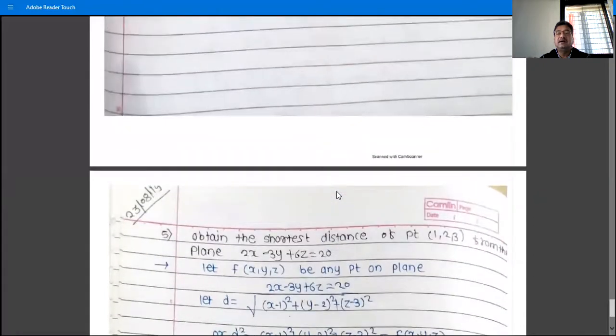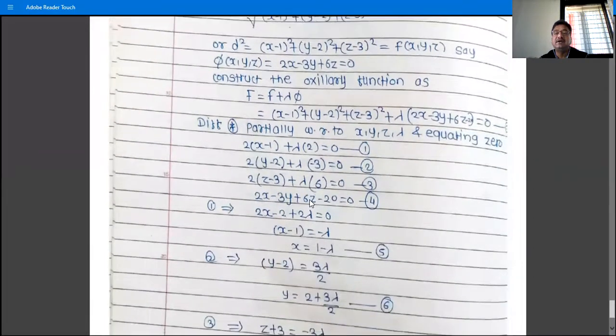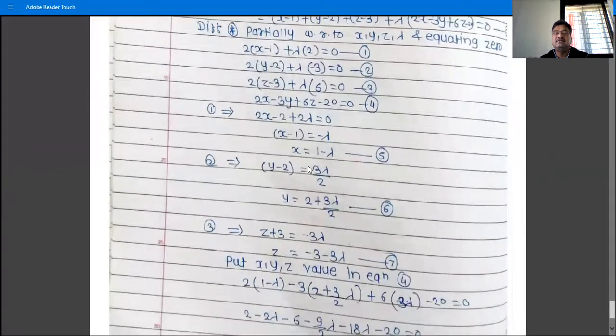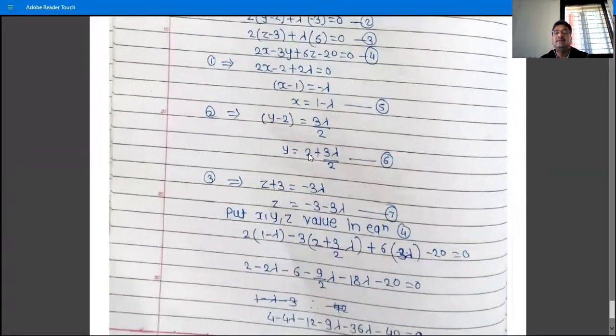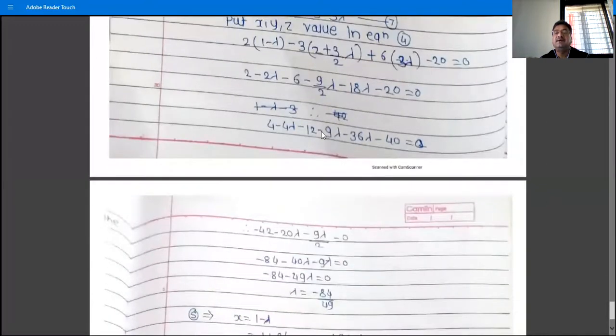Here is again the same problem's answer. The point is (1, 2, -3). Then this is correct: let (x, y, z) be a point on the plane, and then the distance of that point, and we have to make this d a minimum. That's why we square both sides, and then f(x, y, z), and then the auxiliary function. Yes, the procedure is correct now. From equation 1, find the value of x, then y from equation 2 and z from equation 3, and then substitute in equation 4.